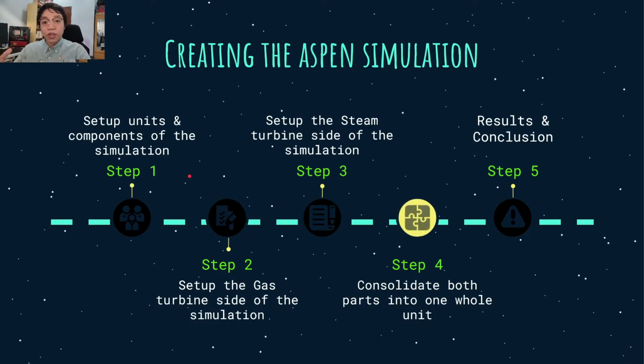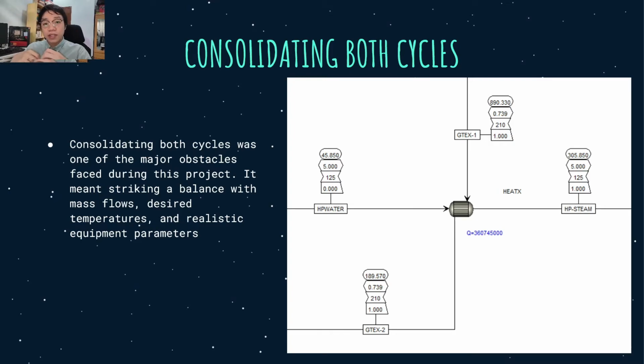So now we're going to consolidate both the gas turbine and the steam turbine, and make them into one. Consolidating both the gas turbine and the steam turbine was one of the major obstacles faced during the project. This is because we're supposed to strike a balance between the amount of mass flowing out of gas turbine exhaust 1 as well as the amount of water that we're going to put inside the heat exchanger.